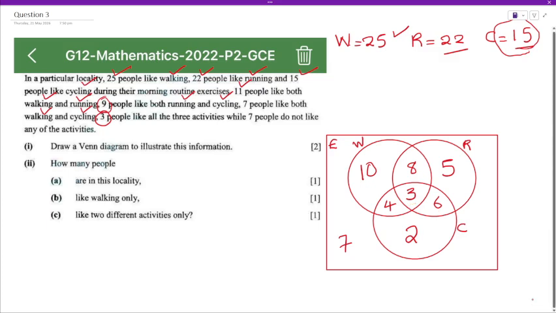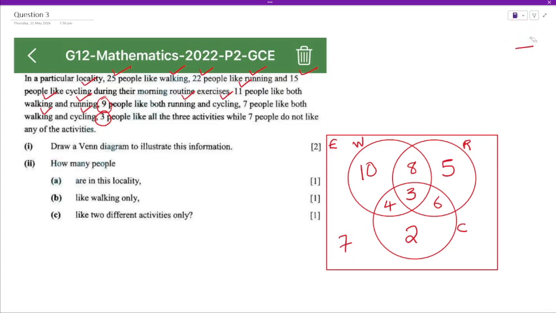Okay, then the question told us about those guys outside. 7 people do not like any of the activities. This is the 7 we have out here. Okay, now that we have confirmed, we can proceed to the questions, the other parts that are remaining. See how simple this is. Very, very simple.